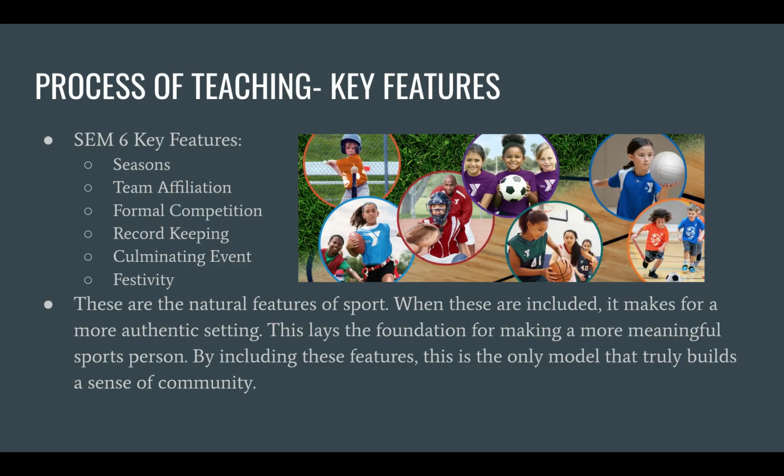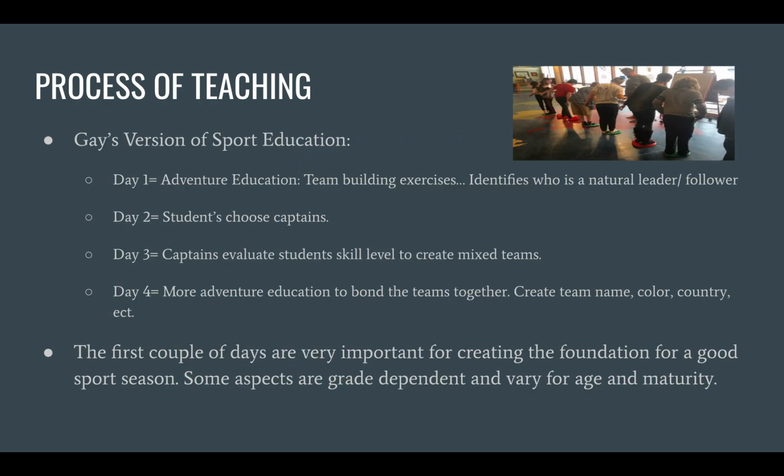As you can see, listed here are the 6 features of sport that we just mentioned, and they include seasons, team affiliation, formal competition, record keeping, culminating event, and festivity. These are the natural features of sport, and when they are included in the unit, it makes for a more authentic setting, and this lays the foundation for making a more meaningful sports person. And by including these features, this is the only model that truly builds a sense of community. We love community.